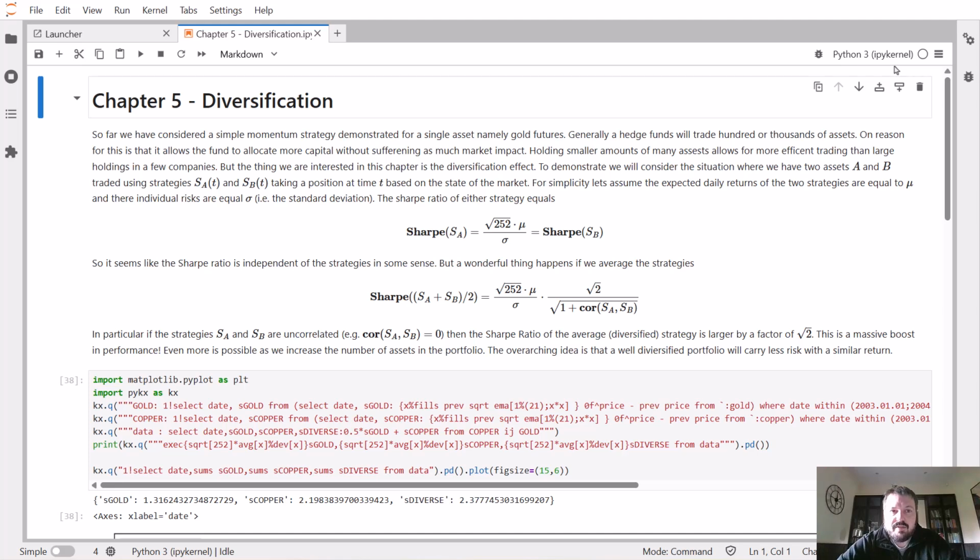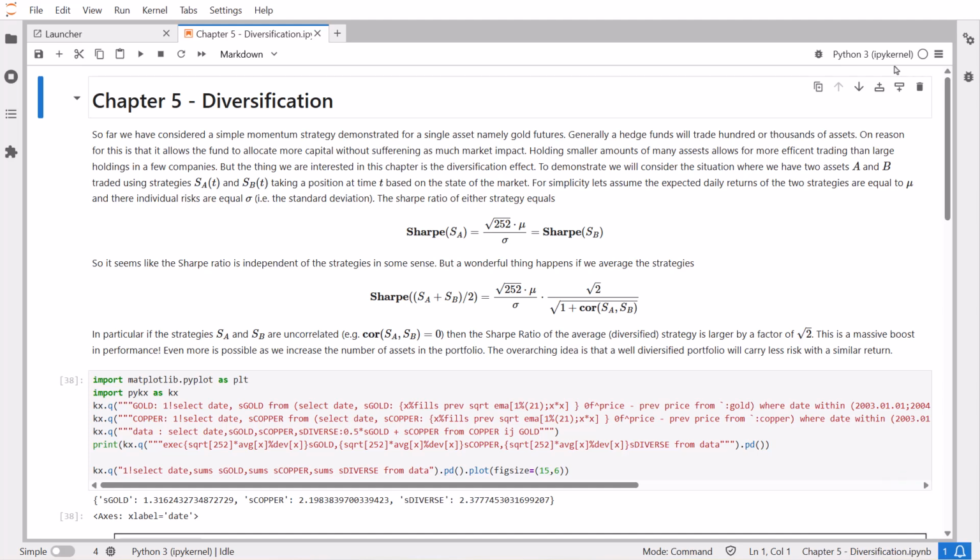Welcome to Chapter 5 on diversification in our course on an introduction to quantitative trading. So far we've considered a simple momentum strategy for a single asset, namely gold futures is what we generally looked at. So we built this momentum signal and we applied volatility scaling to generate a position size. So we can backtest that strategy, compute its Sharpe ratio and its turnover, and evaluate its success.